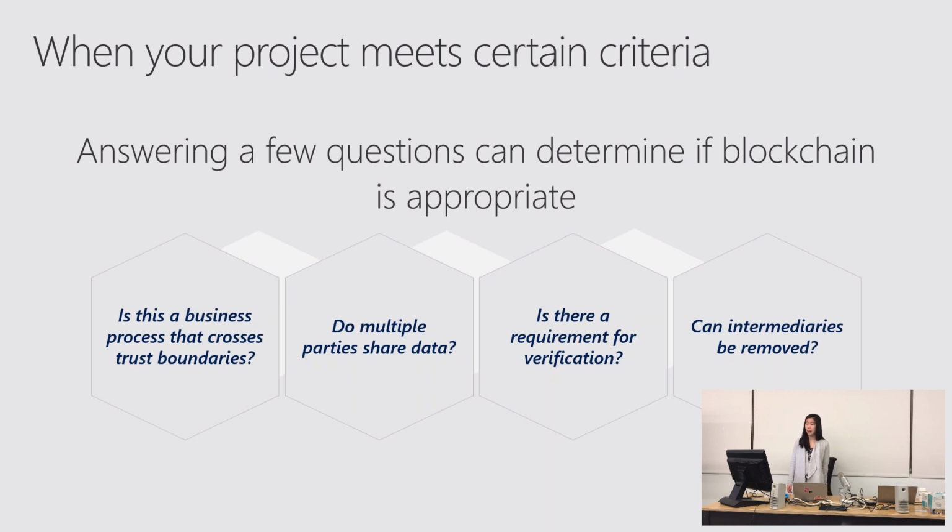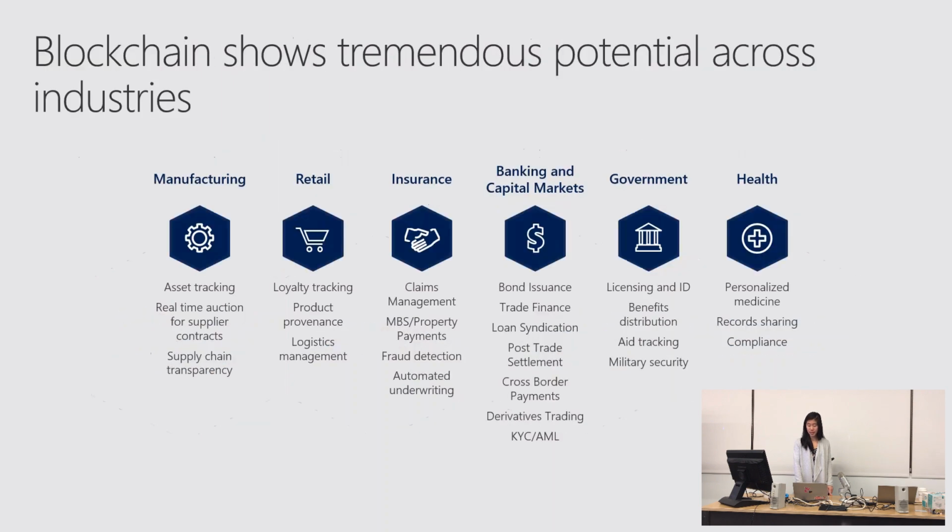Is there a requirement for verification? Does your process have a lot of manual steps or manual checks that have to be done by a human or by some process? With the immutability aspect of blockchain, it basically will do all that work for you. So it provides a lot of value there. And last but not least, can intermediaries be removed? That ties into the first one, but if you want to have quick settlements and you want things to not have to move across many different parties, blockchain can also be really beneficial in this aspect.